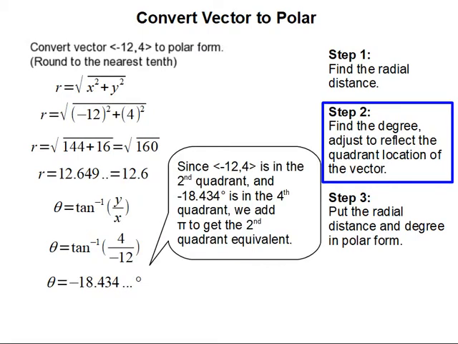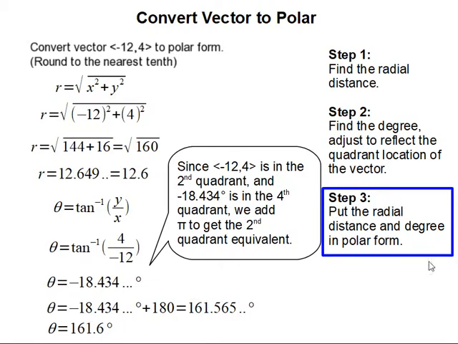However, our vector here, negative 12 comma 4, is in the second quadrant, and negative 18 is in the fourth quadrant. So we need to find the second quadrant equivalent of that. So to do that, we can simply add pi to it. So we take our degree, add pi, and that will get us 161.565 degrees, and this is in the second quadrant. So now we have our degree, and I'm going to round that off to the nearest tenth.